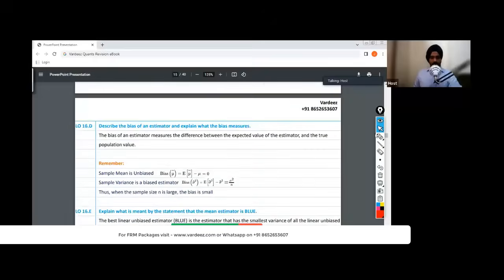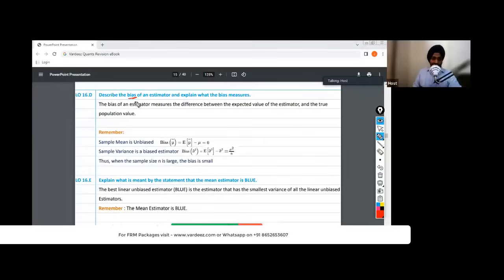So when I talk about this bias of an estimator, the sample mean or sample variance, the bias measures the difference between the average of the estimator and the true population value. The mean of 60 was a true population value. Now, all you have to do is remember these things at this point in time. Very important for the exam. So remember, sample mean is unbiased.